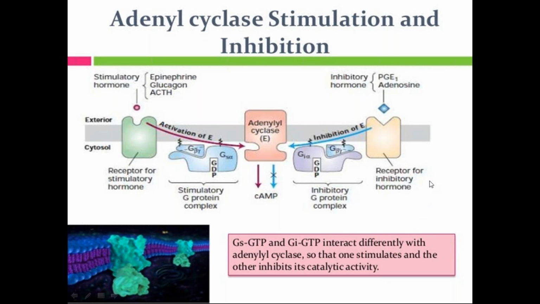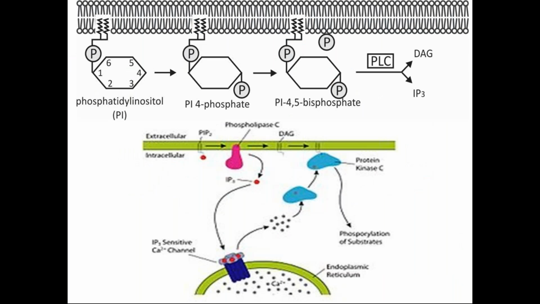So this was your first pathway, cAMP. Let's see what the second pathway is. I told you it is called the phosphatidylinositol pathway. Why is it called the phosphatidylinositol pathway? Because it acts on this phosphatidylinositol. That is why it is called a phosphatidylinositol pathway.